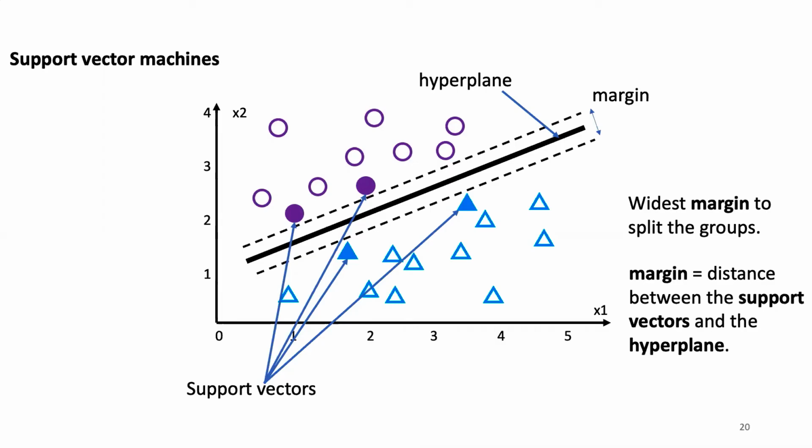So the math here is, its objective is to find a hyperplane that has the maximum margin, which is the maximum distance between data points of different classes. Maximizing the margin distance provides some reinforcement so that future data points can be classified with more confidence. We're not going to go deeper into how to maximize the margin, but it is a constraint optimization problem. Okay, let's go to the next slide.